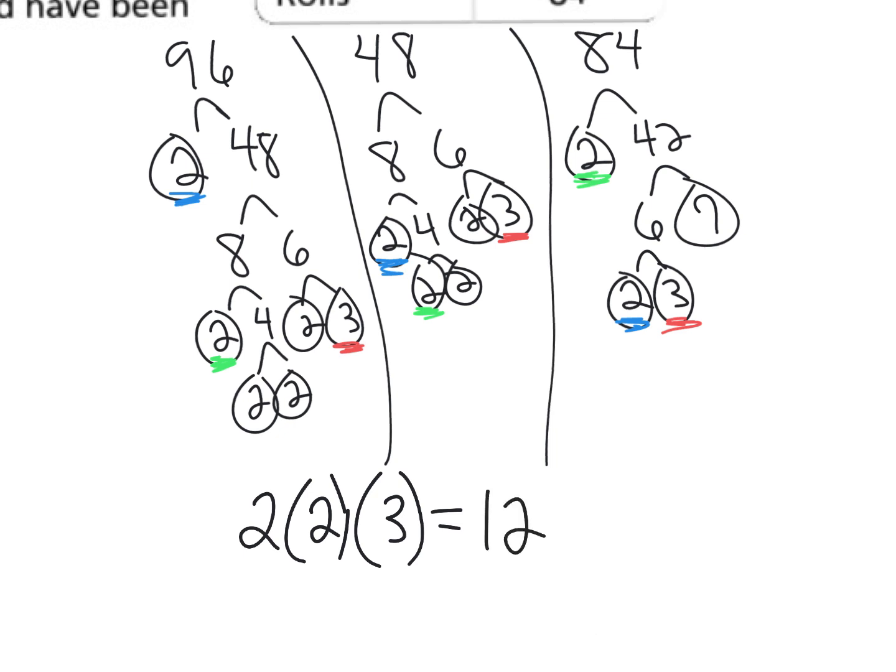If we go back to the question, make sure we answer the question. The question is, what is the greatest number of items that could have been placed on each plate? And so that would be 12. That would be correct. Okay.